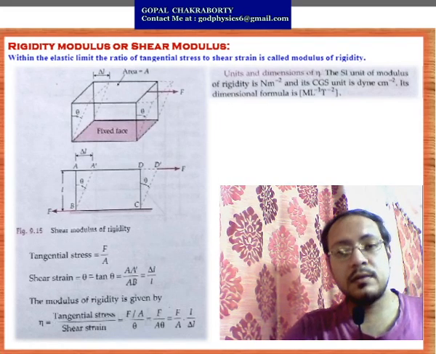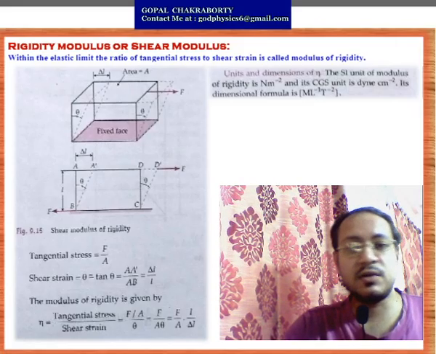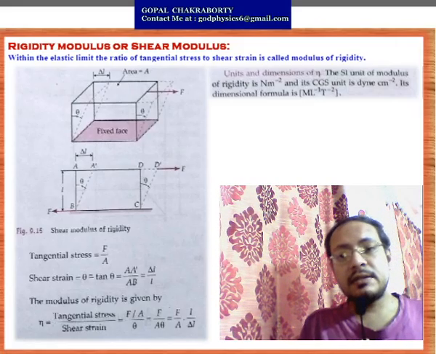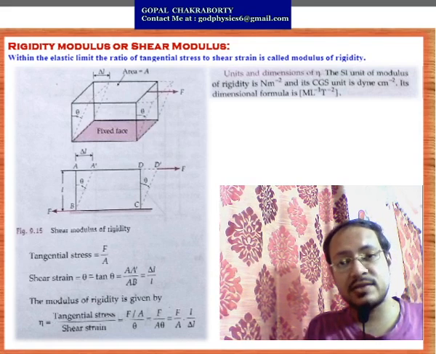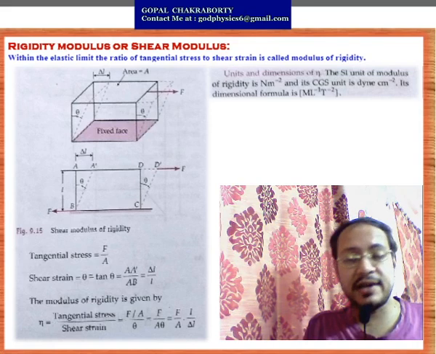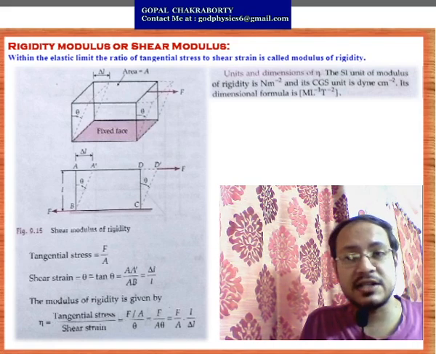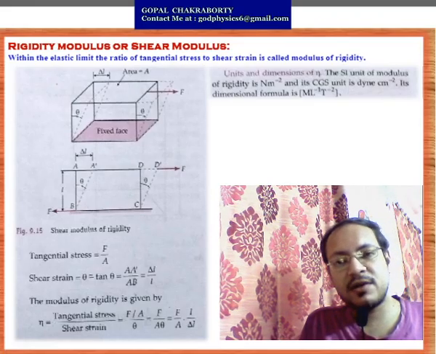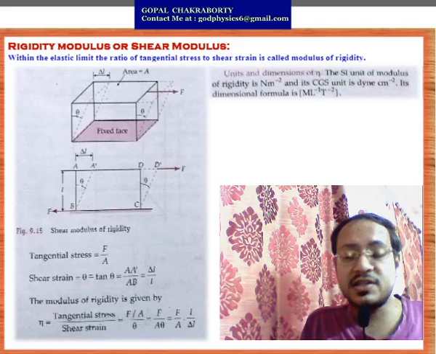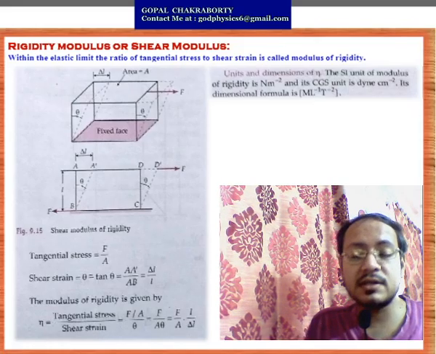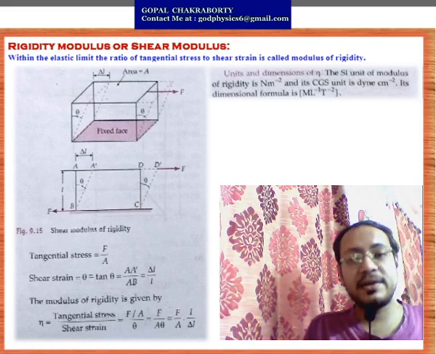Now what is shear modulus? Rigidity modulus or shear modulus is basically the ratio of tangential stress to shear strain. You can define it as: within the elastic limit, the ratio of tangential stress to shear strain is called rigidity modulus or shear modulus. Now what is that shear strain?